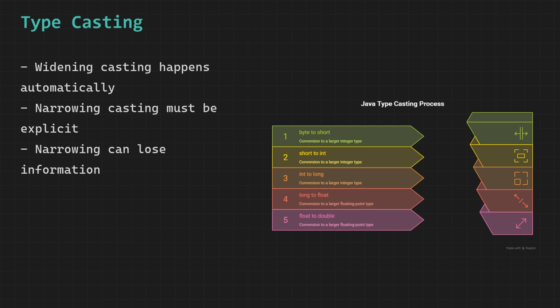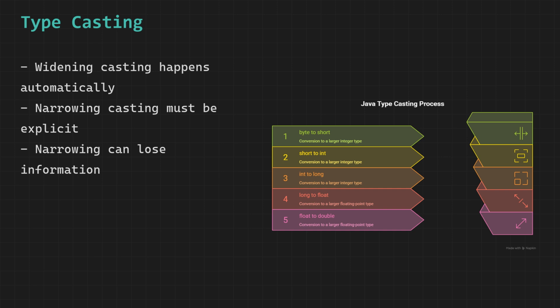Now the right to left direction in the diagram represents narrowing casting, going from a larger type to a smaller one. Here data loss is possible. If you try to fit a long into a byte, the value might be too large. Java forces you to be explicit about this by writing the target type in parentheses. long x = 1000L; int y = (int) x. This tells Java, I know what I'm doing, convert it anyway.